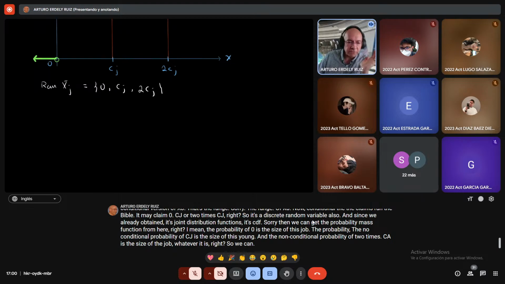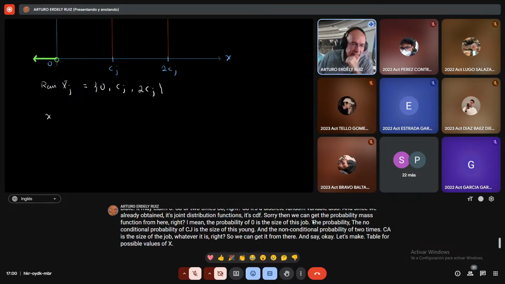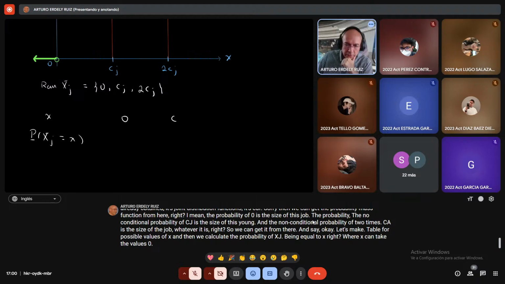So we can get it from there and say, okay, let's make a table for possible values of x, and then we calculate the probability of Xj being equal to x, right? Where x can take the values 0, Cj, and 2 times Cj, right? So let's make a table here.